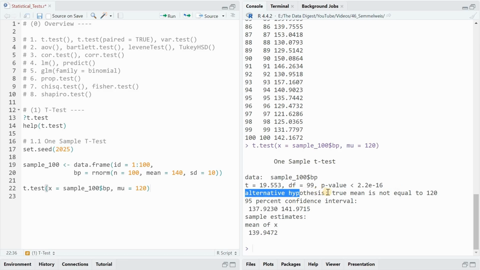It gives you the alternative hypothesis that the true mean from our sample is not equal to 120. That is what we were testing. You get a 95% confidence interval of the estimate, which, given the sample size of 100, ranges from 138 to 142, and the mean sample is estimated as almost 140, which is what we simulated. So yes, our group blood pressure is statistically significantly higher than 120. Such a big difference is very unlikely to appear from a population with 120 blood pressure.